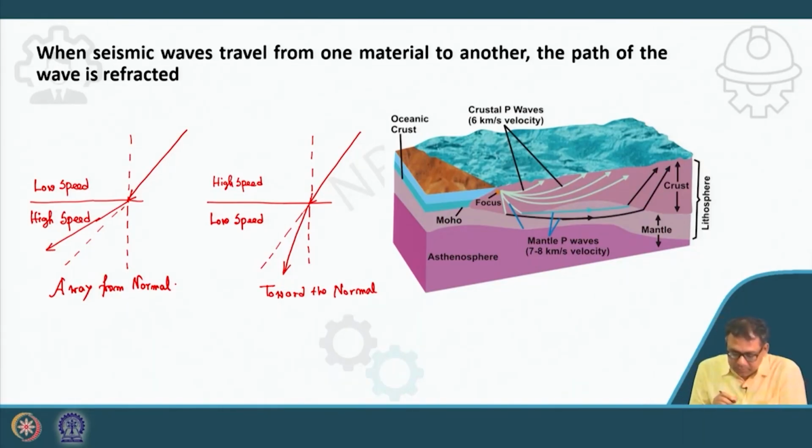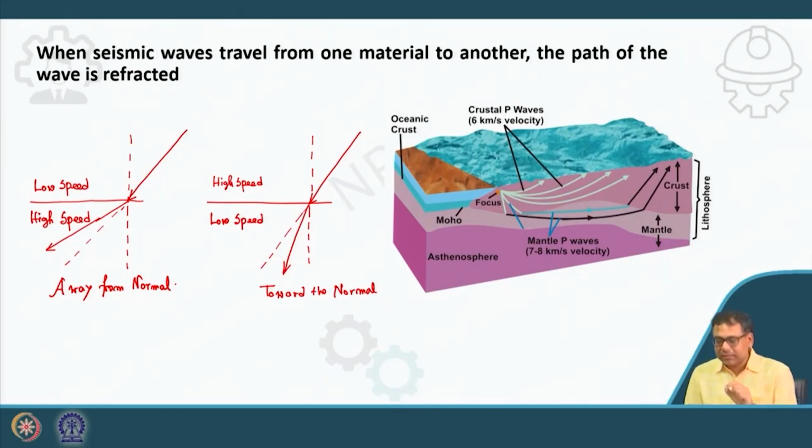Now, as we have mentioned, the crust unit weight is around 27 kilonewton per meter cube to 30 kilonewton per meter cube, whereas the mantle density is more than that. It may be 35 sometimes, and it can be around 50 kilonewton per meter cube also. That means the mantle is a denser material compared to the crust.